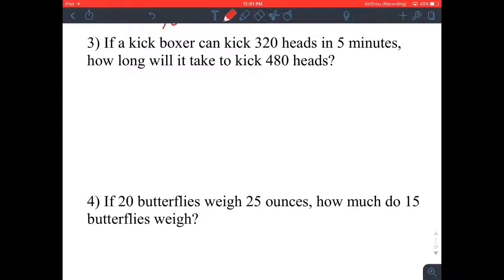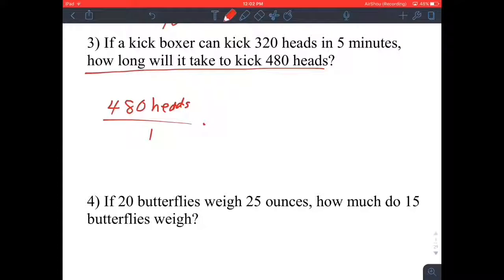If a kickboxer can kick 320 heads in 5 minutes, how long will it take to kick 480 heads? So I'm going to once again just do this as a ratio and multiply it by a series of 1s, or 1 in this case. We got 480 heads that need kicked. I'm going to write it as a fraction. I'm going to multiply this by a ratio that's equivalent to 1. 320 heads happens in 5 minutes. I want heads to cancel, so I have 320 on the bottom.